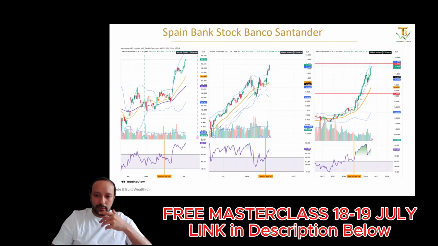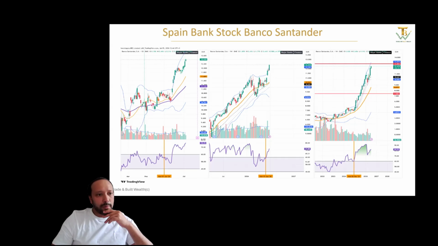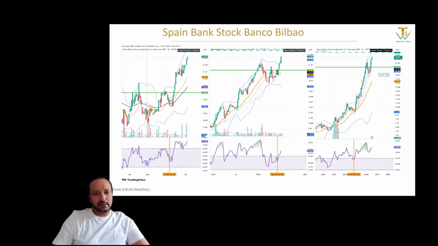And yeah, so this is one of the strategies which I'll also be teaching in my masterclass here on 18 and 19, and this is one of my most profitable strategies which I use and very simple to use. So yeah, this is Banco Santander. This will be one of the stocks which I'll be tracking. Then there's another stock from Spain, banking sector, same cup stock, Banco Bilbao, which I'll be tracking for the next weeks.